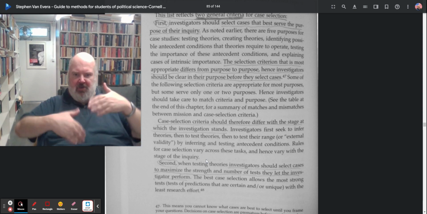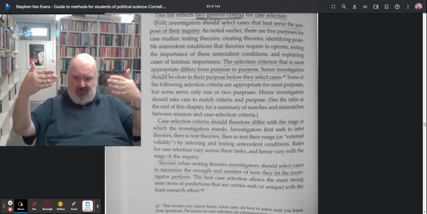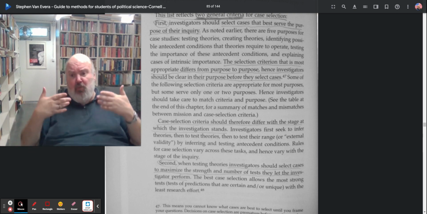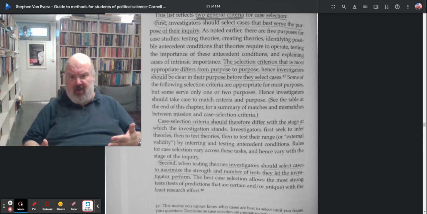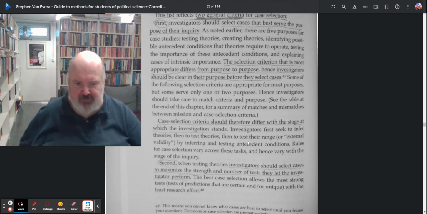So what are you going to do? What cases you choose depends on where you are. Not only what kind of questions you're going to ask, but what stage of the inquiry are you at? Are you picking this to create theory, to test theories, then to test their range or validity by inferring and then testing antecedent conditions? Each of these is a different stage with different requirements.